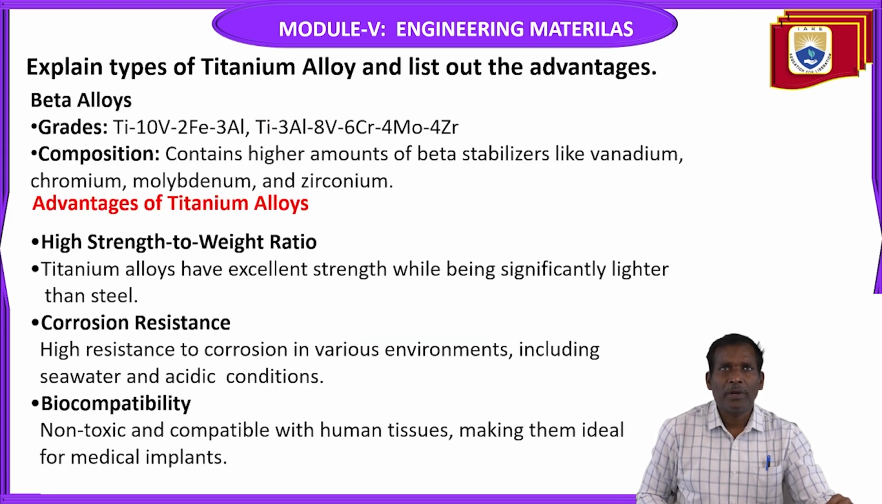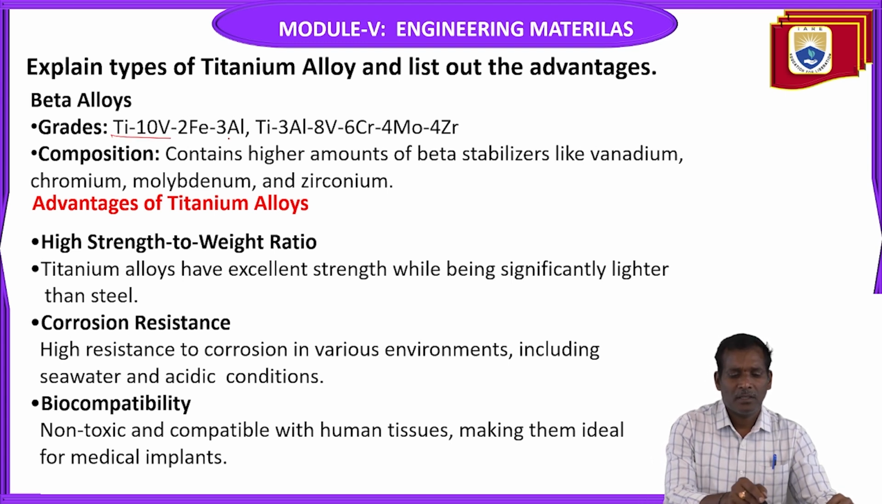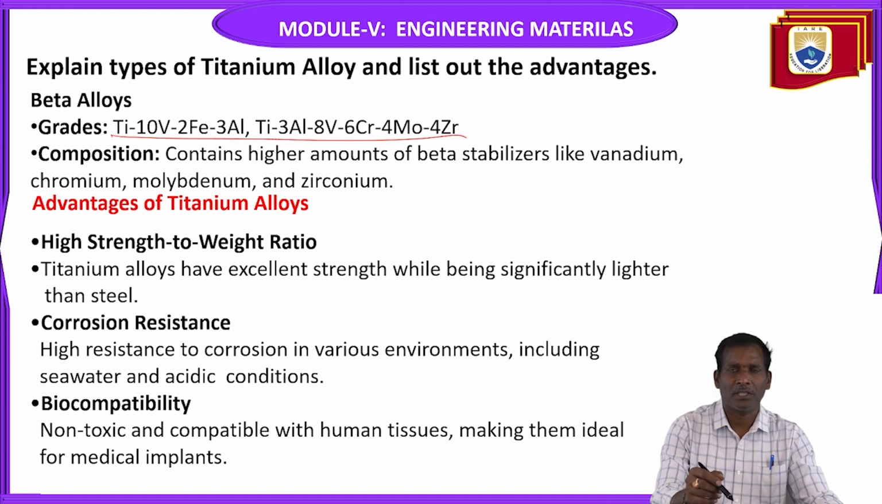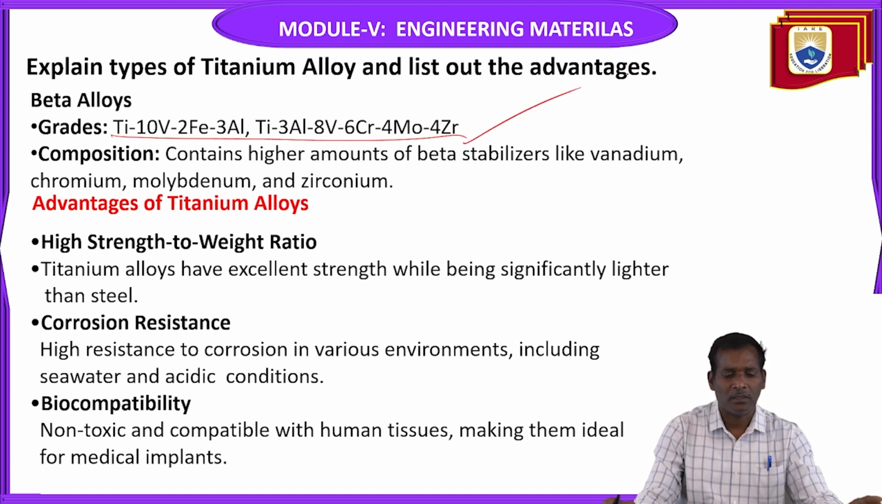Next, the beta alloys. The grades are Ti-10V-2Fe-3Al and Ti-8V, with vanadium and iron in the composition. These contain higher amounts of beta stabilizers like vanadium, chromium, molybdenum and zirconium.